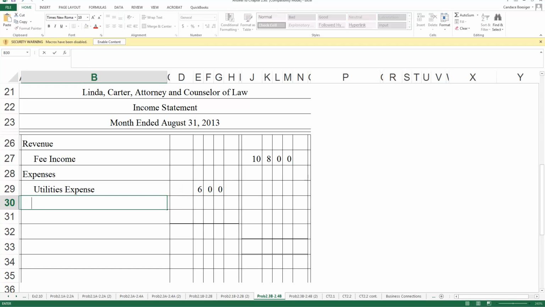And then we're going to have a salaries expense. And then we are going to have telephone expense. And all of these can be found in the chart that was already completed in the book.